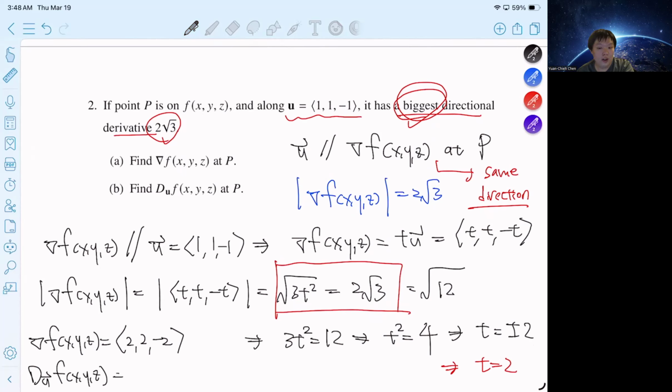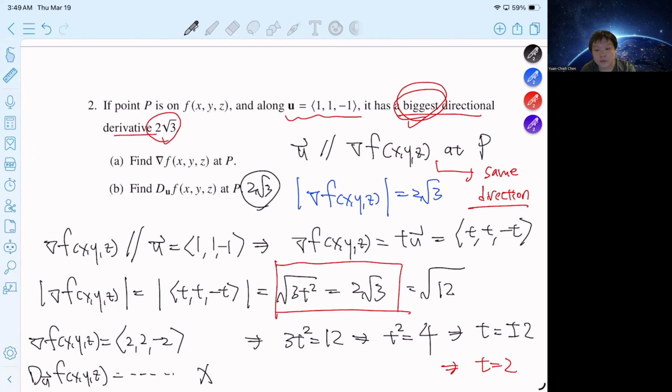But be careful, we don't even have to do this. It's already given to you. Of course you can do it, but this value is just 2 square root of 3. We don't even have to do the calculation, since it gives you the biggest directional derivative, so it's 2 square root of 3. Part B just asks whether you know the definition of the directional derivative D_u. So don't be fooled by the question. D_u is just the directional derivative, so it's 2 square root of 3.